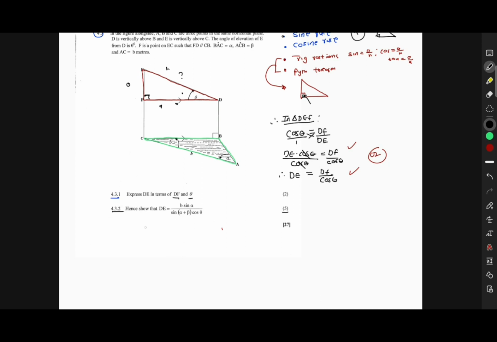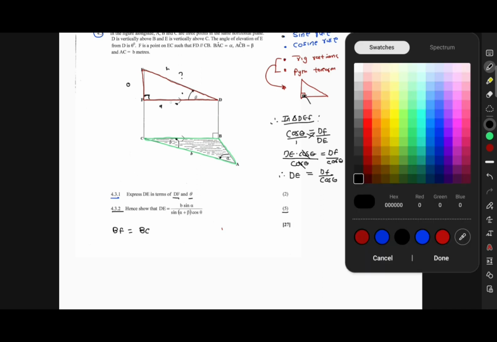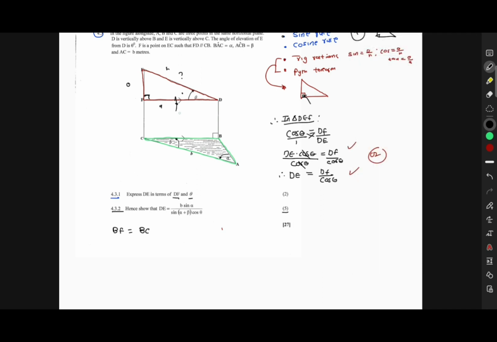This BF, it is equal to what? To BC, right? These are the properties of what? Of our rectangle, whereby this side is equal to this side, is equal to this one. So I'm going to express this CB or BC in terms of the BF, so I can solve.